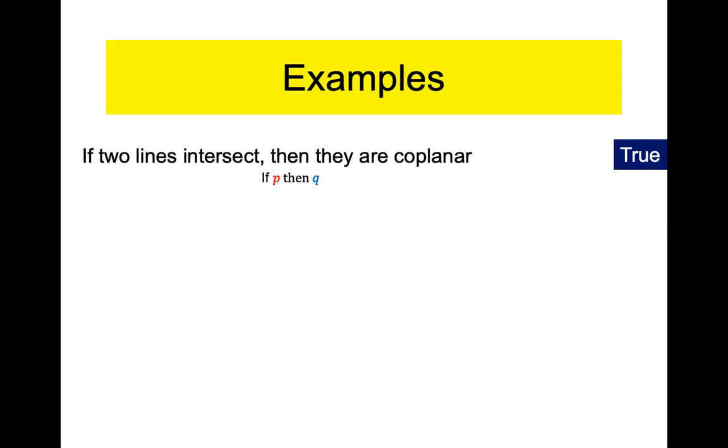So if the if-then statement is true, then the contrapositive is true, and we could immediately write that down. What we don't know is whether the converse or the inverse is true. So in order to figure that out, we have to write it down. Somebody give me the converse to that statement. If two lines are coplanar, then they intersect. So is that true or false?